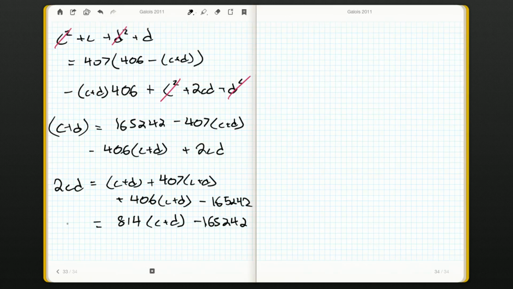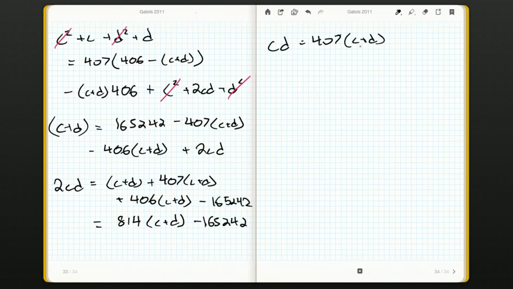165242. And if I divide both sides by 2, I'll be left with CD is equal to 407(C plus D), and then what's 165242 divided by 2? 82621. And I'm betting that factors as 203 times 407. It does, so let's take out that factor of 407. C plus D minus 203.